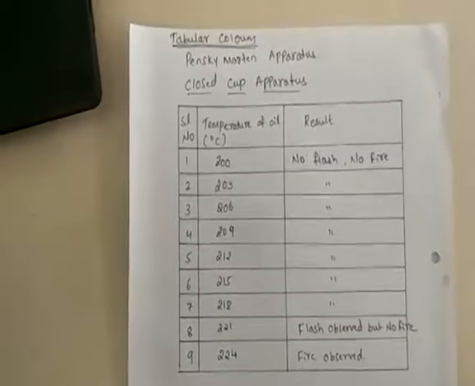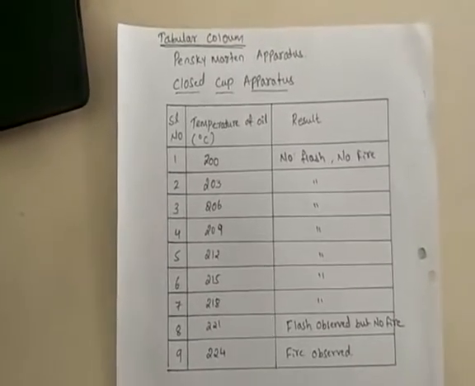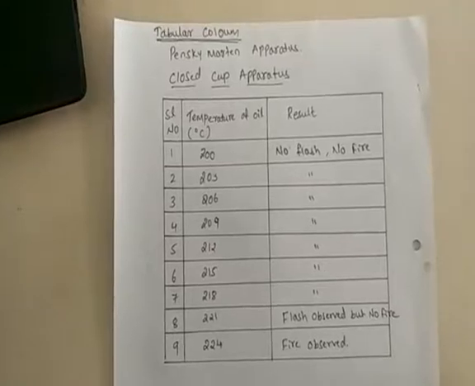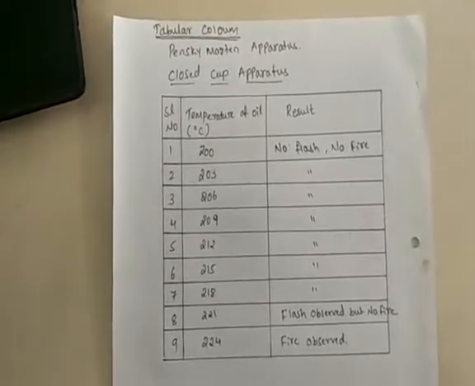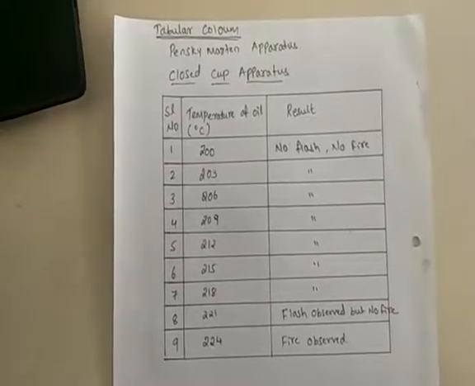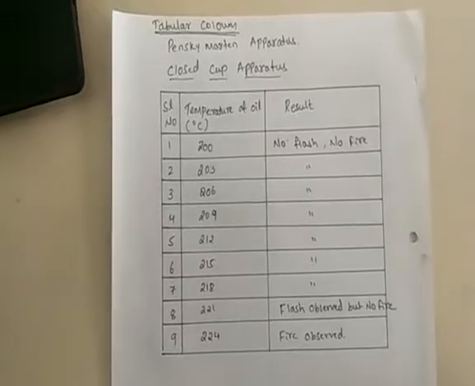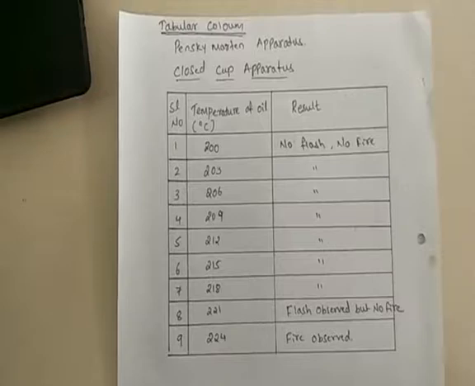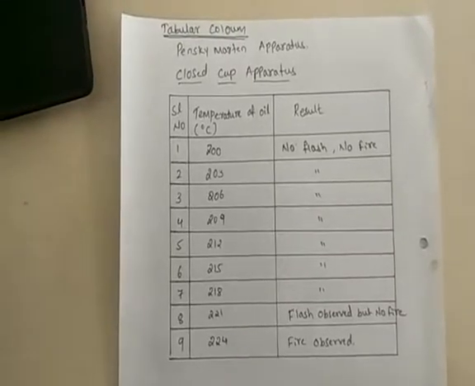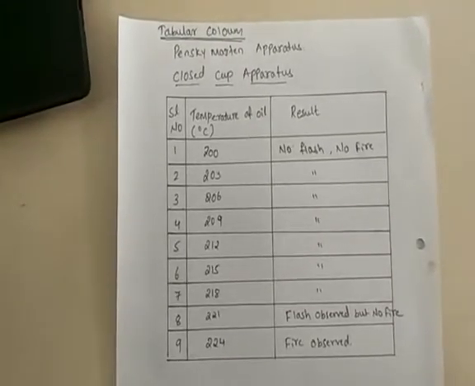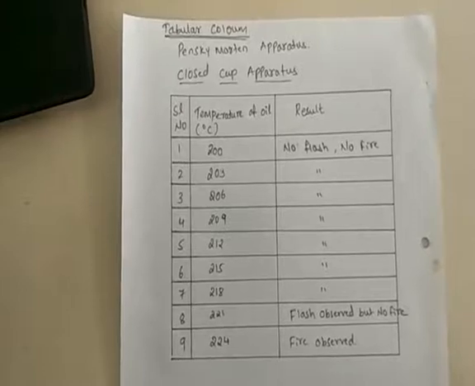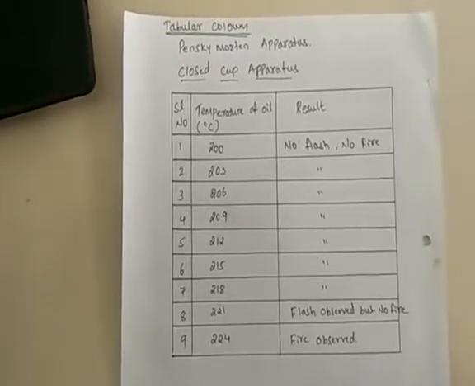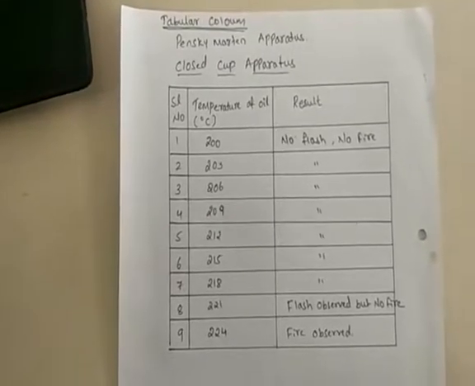So as you can see, I have plotted the results of this Pensky-Martens apparatus or closed cup apparatus. At 200 degrees Celsius there is no flash and no fire, but at 221 degrees Celsius we have observed the flash, right? But there is no fire. So flash is there and the burning of the fuel is taking place momentarily. That's why we call it flash point.